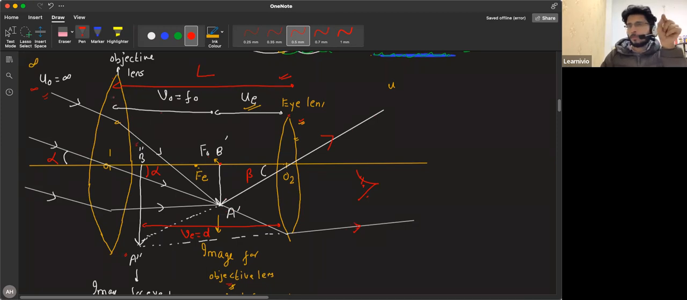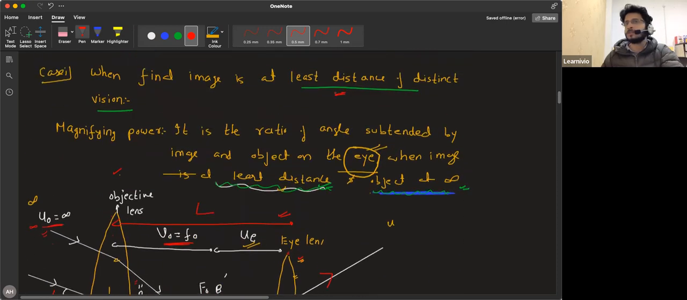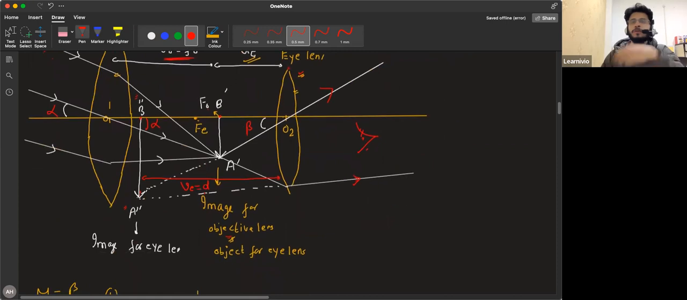So for the objective lens, your object is at infinity and your image is at the focus. So the image distance for the objective lens is f naught and the object distance is infinite. For your eye lens, this A prime, B prime is the object and this A double prime, B double prime is the image. The object distance is UE, which is less than the focal length of the eye lens, and the image distance is D, because this is the case where you need your final image at distance D. V is equal to D. So you can say this is the image for the objective lens and object for the eye lens, or this is the image for the eye lens.